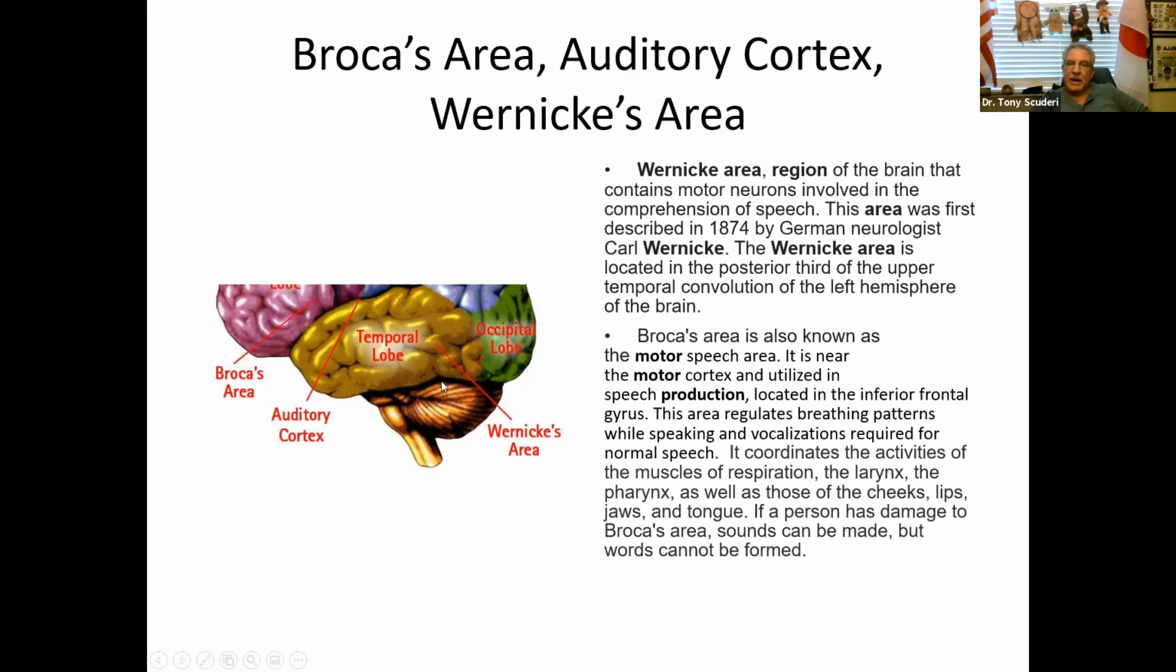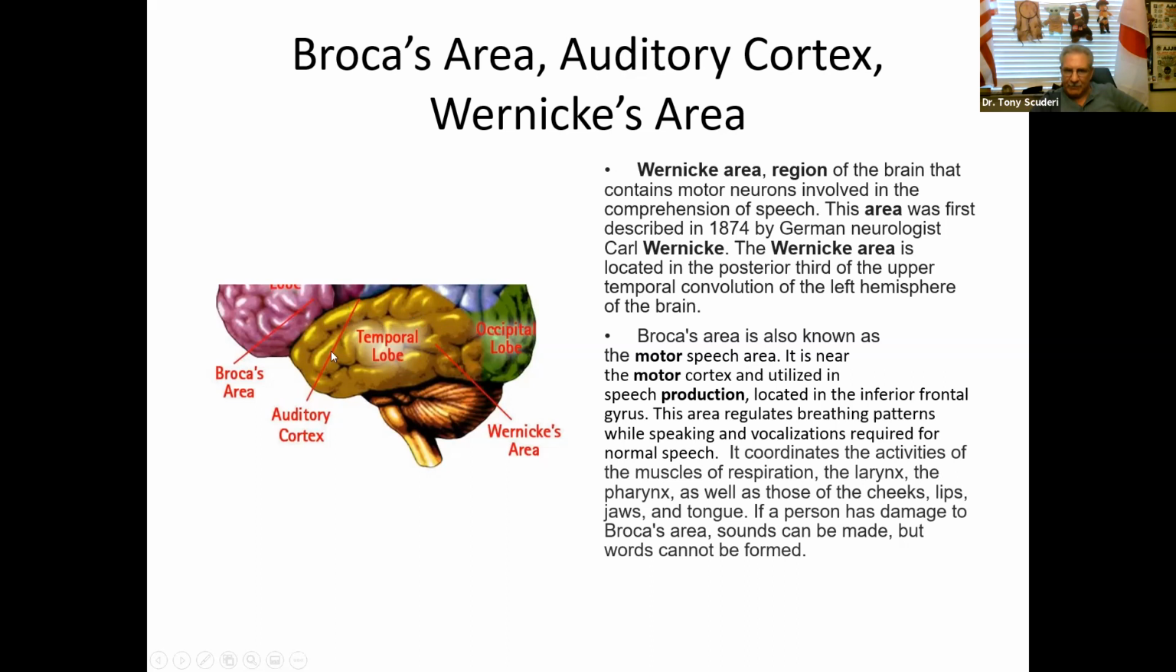It's also known as the motor speech area. They're the motor cortex, which is right here, sensory motor cortex, and this area here. They all come together and are utilized in speech production, how we produce speech. It's located in the inferior frontal gyrus. This is your frontal gyrus right here, this little area that I'm tracing out. Posterior is here, inferior is here.